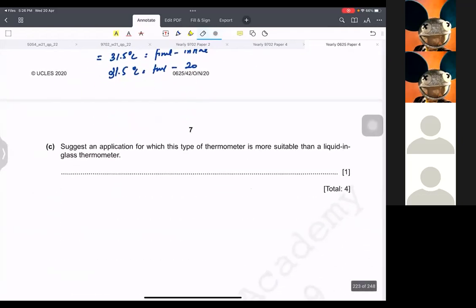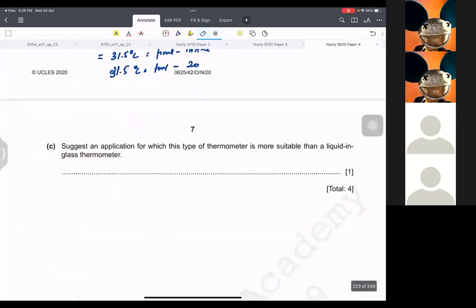Okay? Now suggest an application for which this type of thermometer is more suitable than liquid in glass. Anything that requires, you know, high temperatures or rapid temperatures.